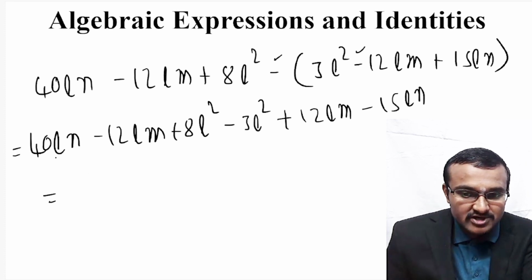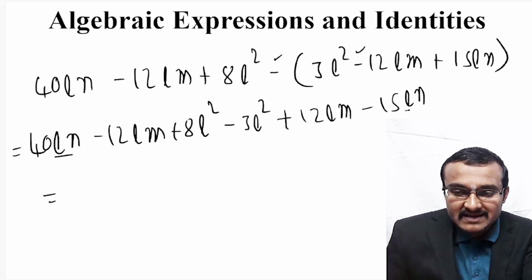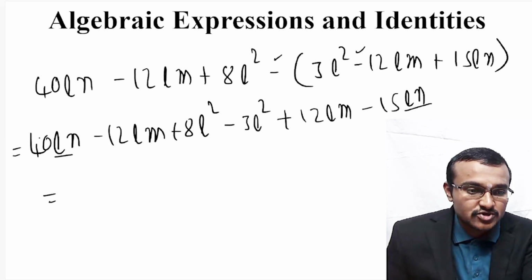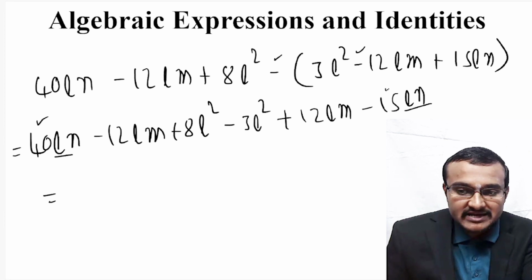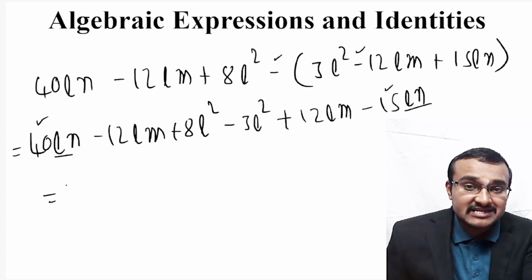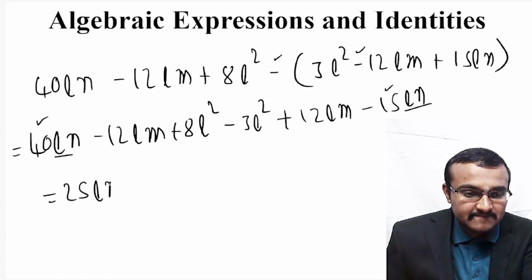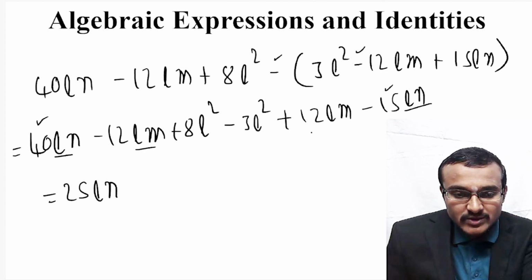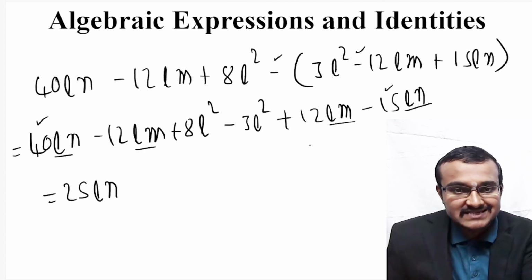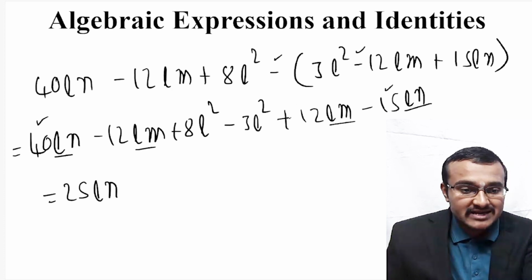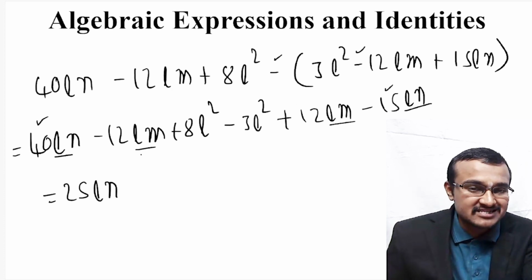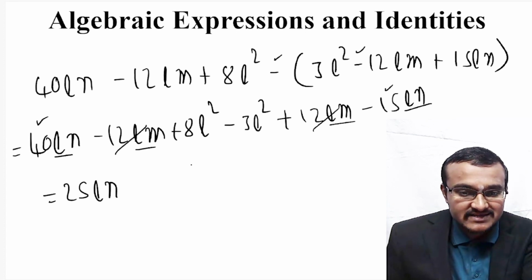Here you can see 40 ln and 15 ln have the same variables, so you can perform subtraction between 40 and 15. 40 minus 15 will be 25 ln. This 12 has lm and this 12 also has lm, so you can add minus 12 and plus 12. Minus 12 lm plus 12 lm will be 0. That means these two are getting cancelled.